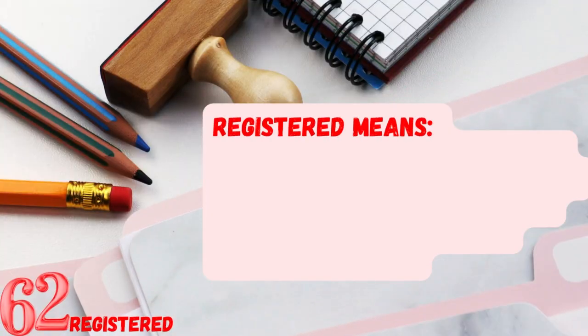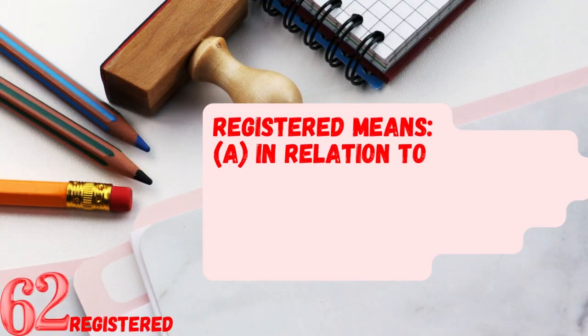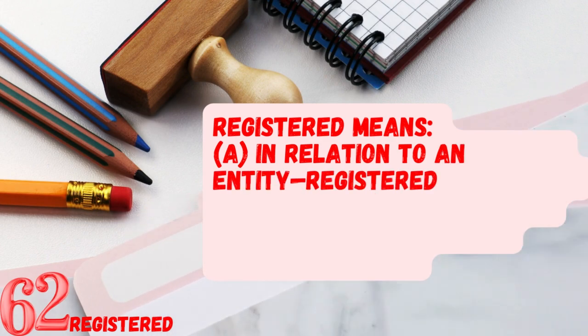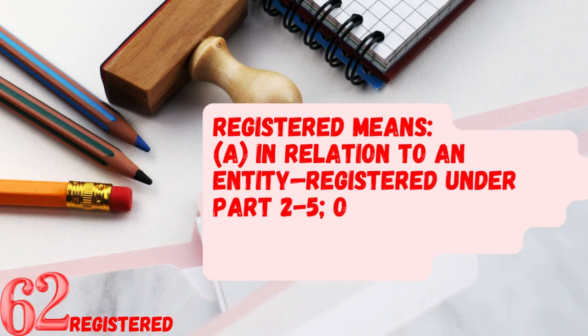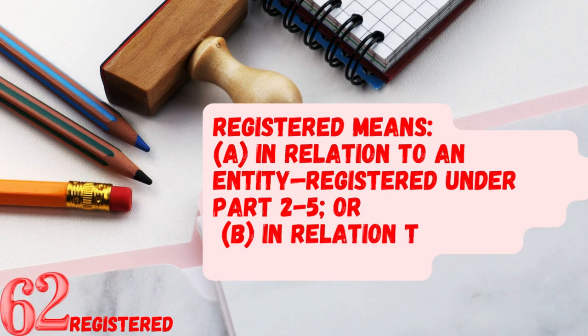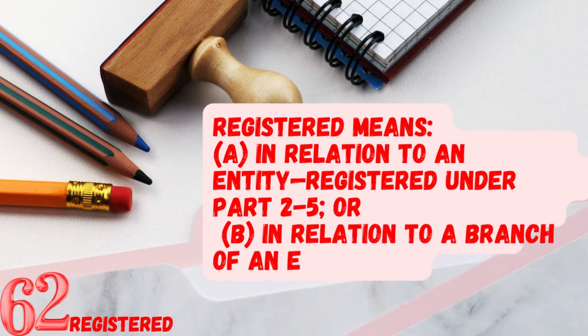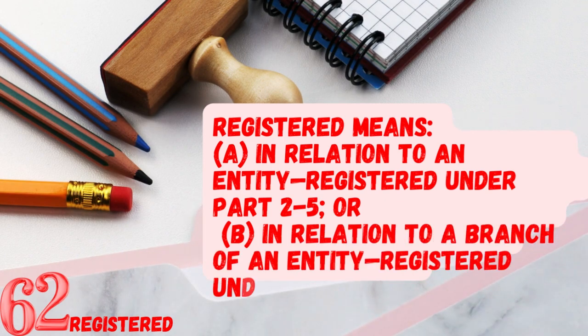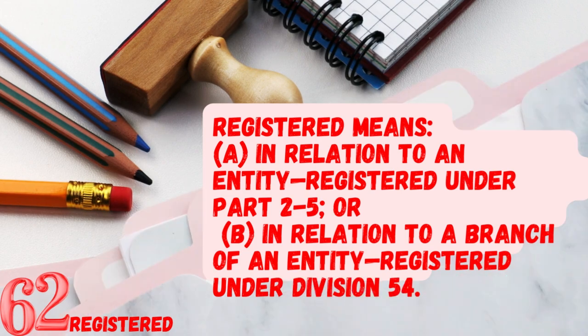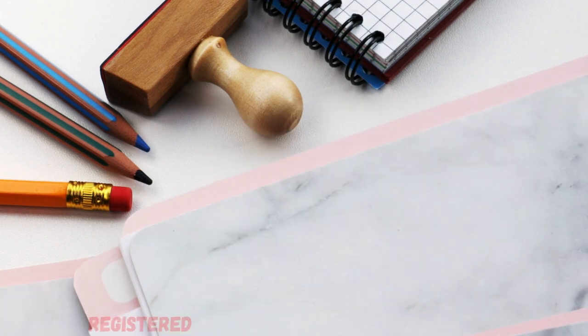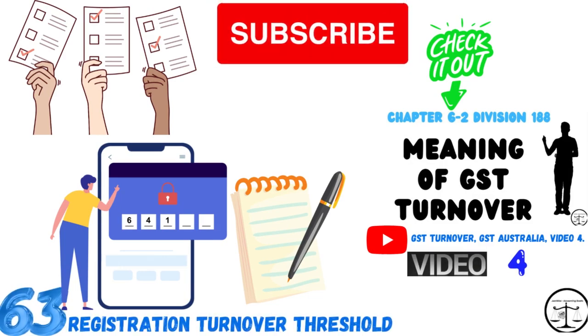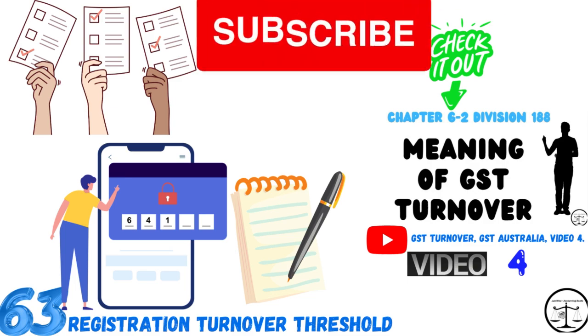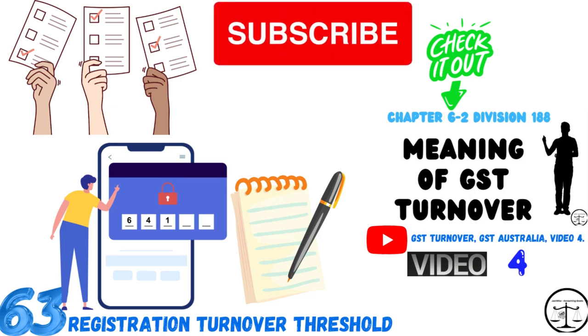Next word. Word number 62. Registered means A. In relation to an entity, registered under Part 2-5, or B. In relation to a branch of an entity, registered under Division 54. Next word. Word number 63. Registration turnover threshold has the meaning given by sections 23-15 and 63-25.